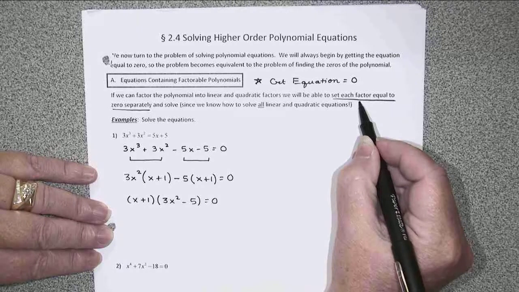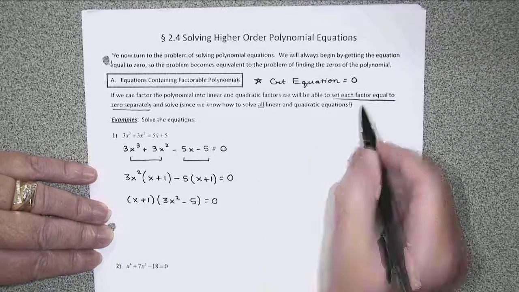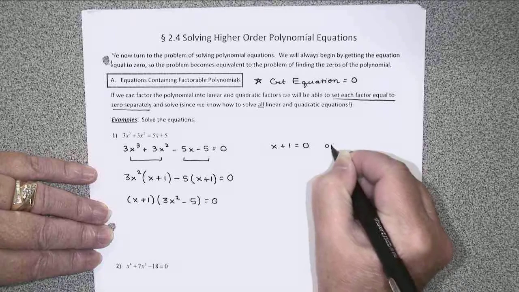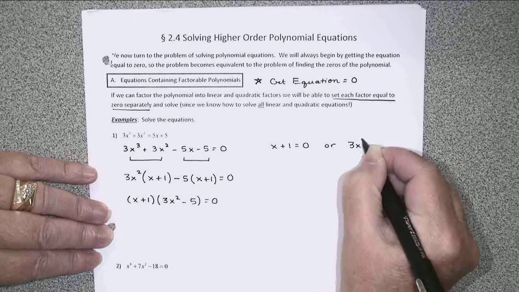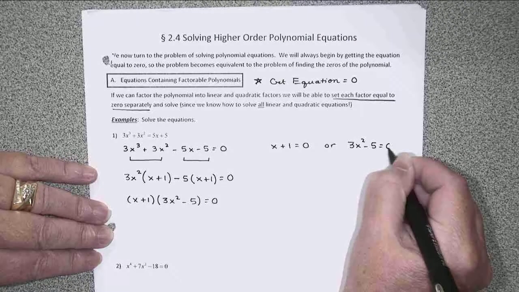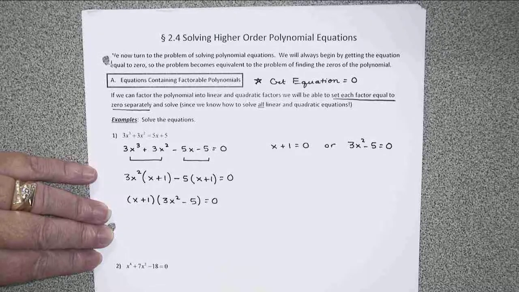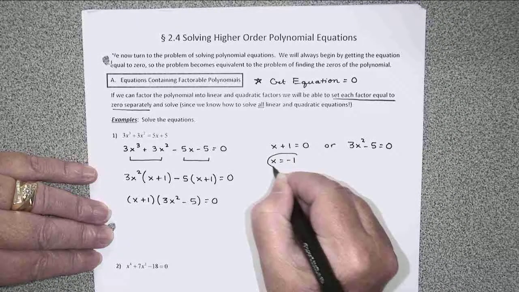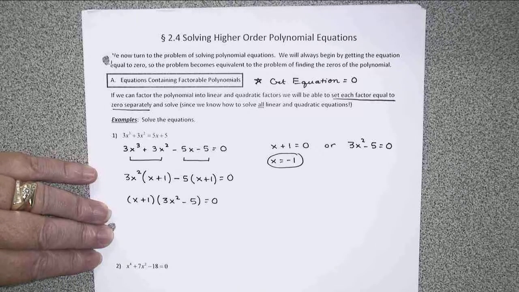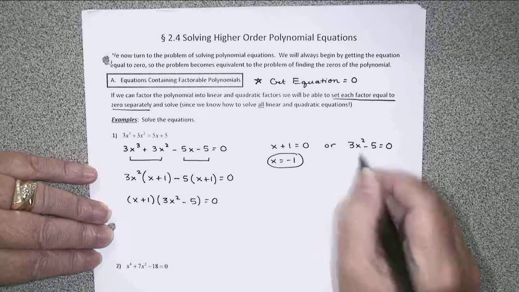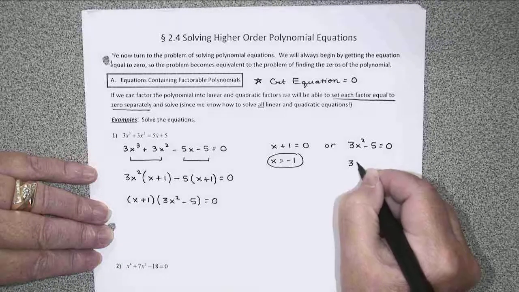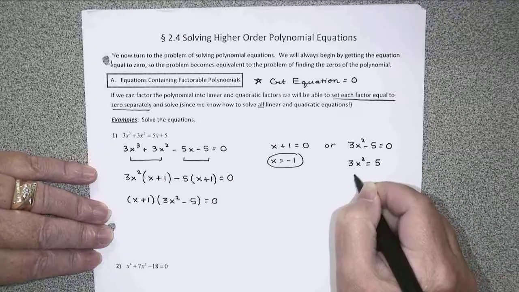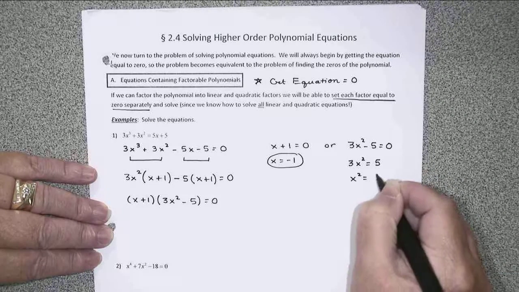Now we want to set each factor separately equal to 0. So x plus 1 equals 0, or 3x squared minus 5 equals 0. This one gives us a solution real quick, just x equals negative 1. But this one, we would have to do a little bit of work. Let's add the 5 over, and then divide by the 3.